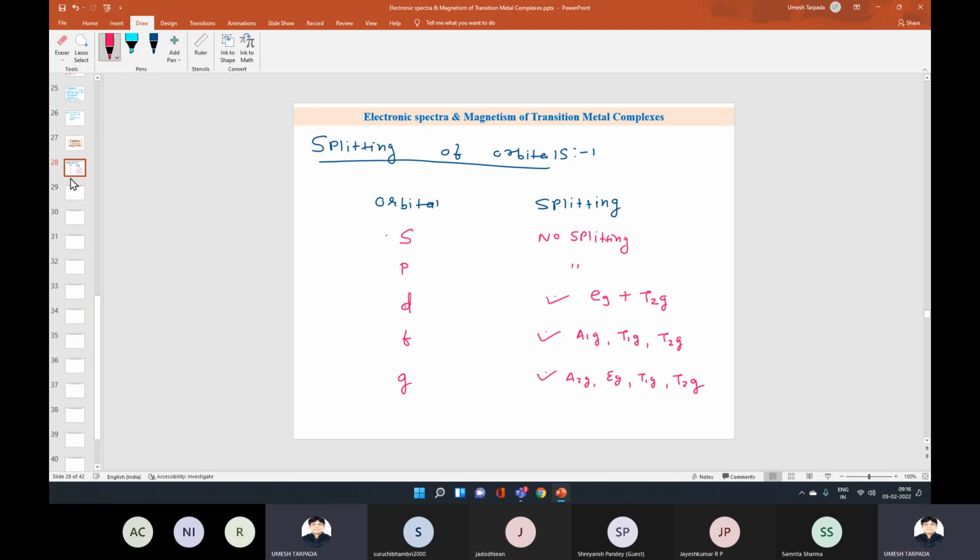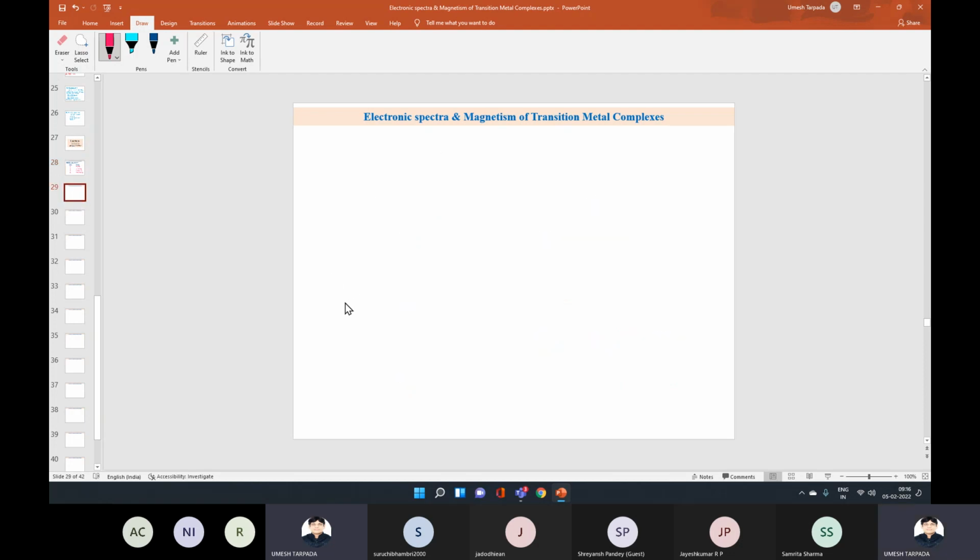So now we go one by one, how the d orbital gets split. The d orbital is split, as you know very well, in an octahedral field. We have also seen it. It is split into 2 parts when the d term or d orbital is there. So it is split into 2 different parts: one set is EG, and the second set is T2G.